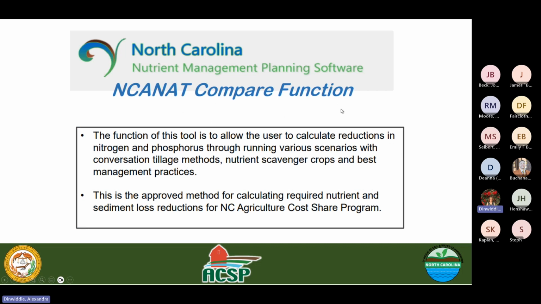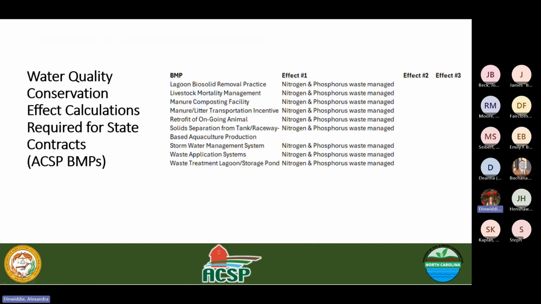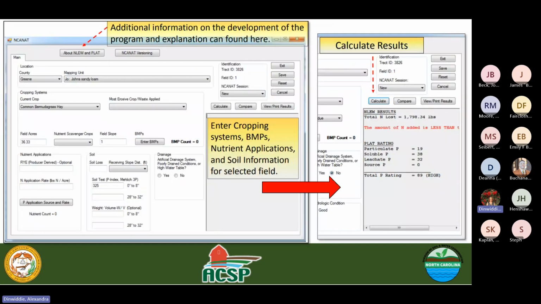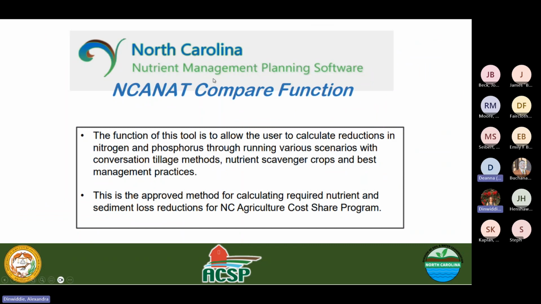Okay, and so we have within the NCANAT program, so if we'll go back to the original slides in the presentation, nitrogen saved, phosphorus saved, soil saved, those sorts of things. So really you're comparing between what is currently happening versus what the intervention is. So we have the NCANAT compare function within nutrient management software to allow you to run those different scenarios and to estimate what the savings is. And that's what ultimately gets entered into the state contracts.